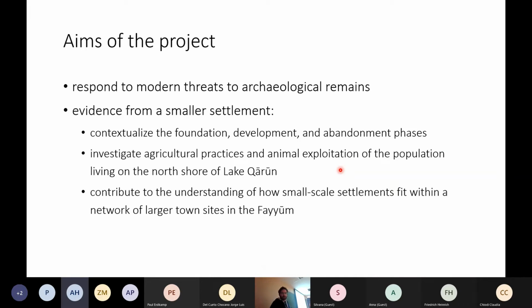The aims of the Northeast Fayyūm Lakeshore project were those of responding to modern threats to archaeological remains, mainly from agricultural activities, but the main aim was that of trying to understand the role of secondary settlement within the network of larger towns in the Fayyūm. So to see how the settlement developed, agricultural practices and animal exploitation at the site, and so on.